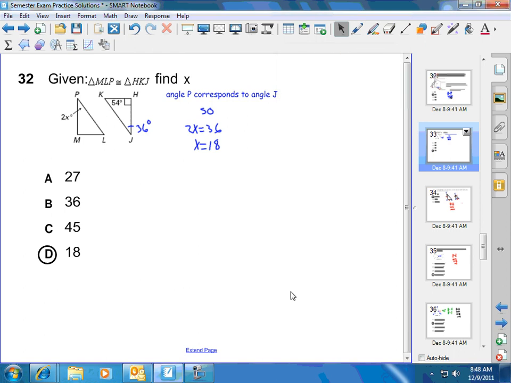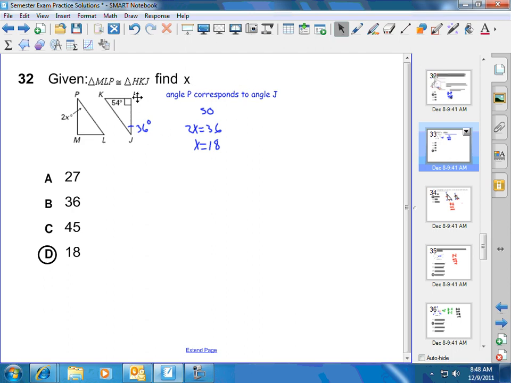Hi, we're looking at numbers 32 through 35 in this segment. Number 32, I think, was frequently missed, not because students didn't know what they were doing, but because there was an error in the question. I think it said find J instead of find X, but the answer was recorded for X.